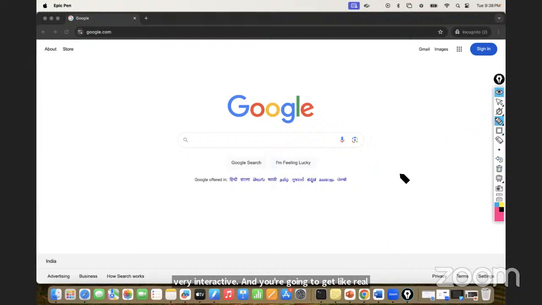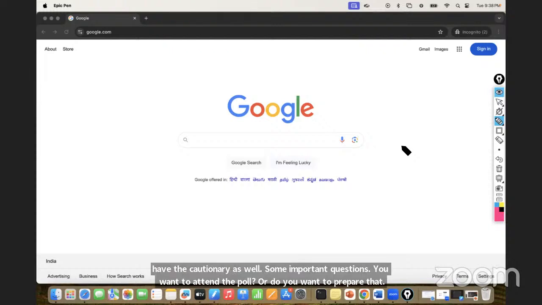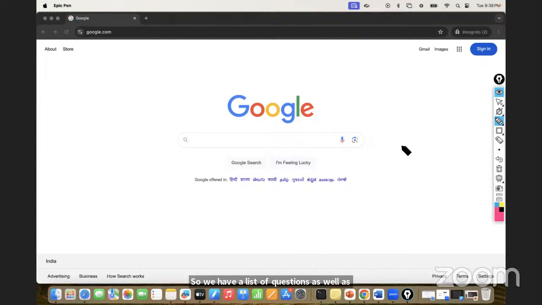We have the questionnaire as well. Some important questions, if you want to attend a Palo Alto interview, you want to prepare that. So we have a list of the questions as well as the interview questions for Palo Alto and all the technologies we have. If you want that, it is also going to be shared with you, so you can use it for your reference.